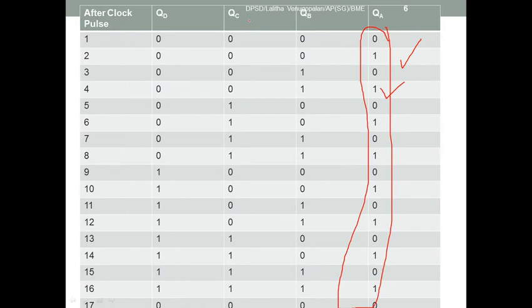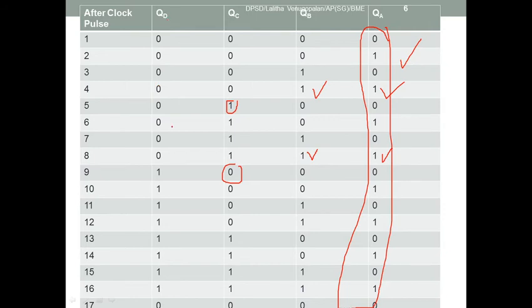Similarly, if you see, QC would toggle whenever both QA and QB are 1. So here you see QB and QA are 1, so in the next clock pulse you see that QC is 1. Again, when QA and QB are 1, in the next clock pulse, QC toggles, and so on.